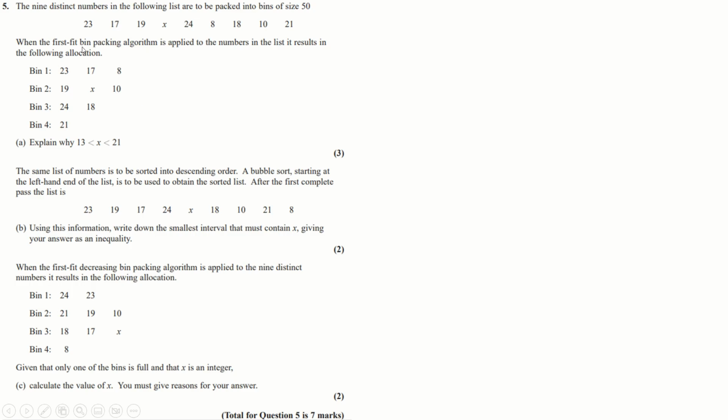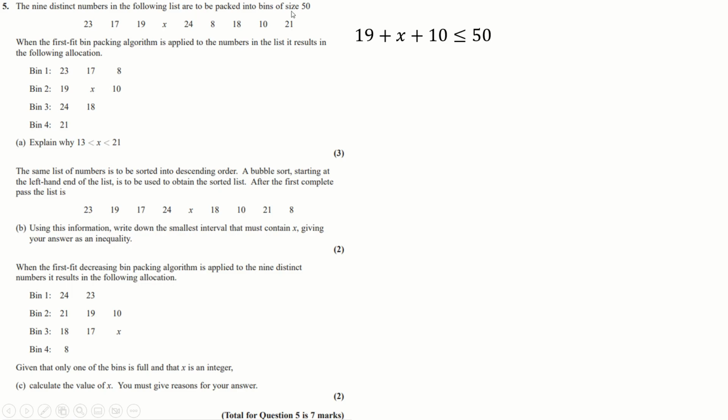So first bin packed thing with this. So 23 goes in there, 17 goes in there, 8 goes in there. So that's fine, except that means we have to do it in order, right? So 23, then 17, then 19 goes in there. Okay, then X also goes in here. And then 24 goes over there, and then so on.